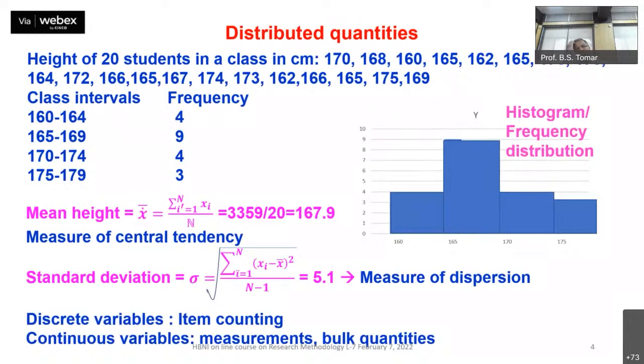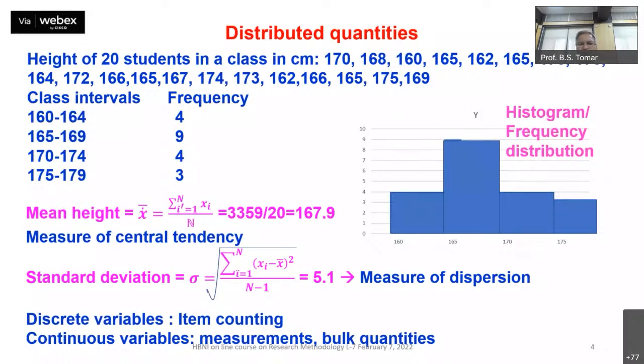Okay, just to give you a very simple example of distributed quantities, I have taken simple data like the height of 20 students in a class in centimeters. One can do a simple experiment, measuring the heights of the students in the class and just writing them down. Then how to represent this data? Suppose there is a large number of data, you cannot write all of them in tabular form.